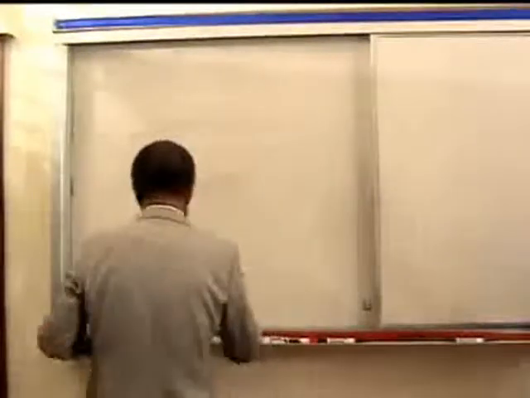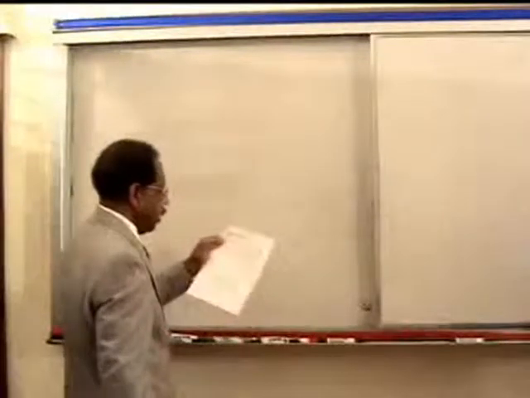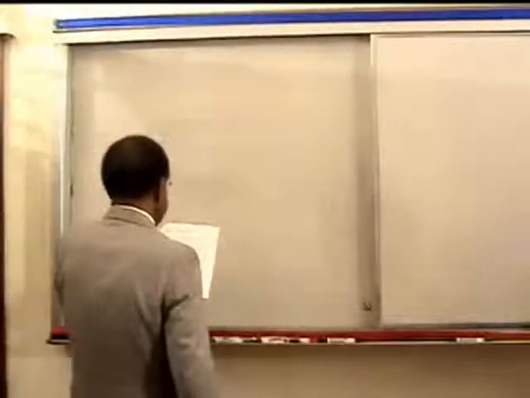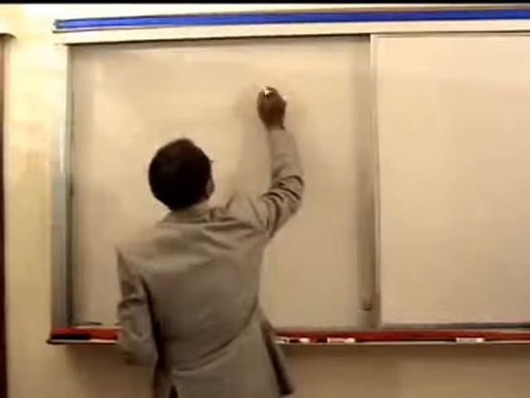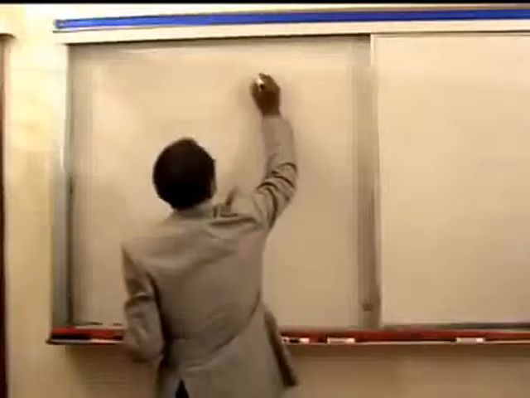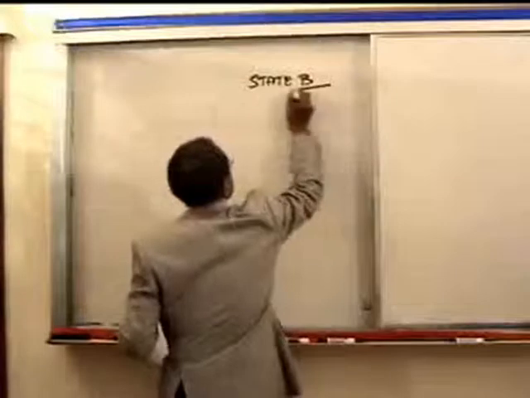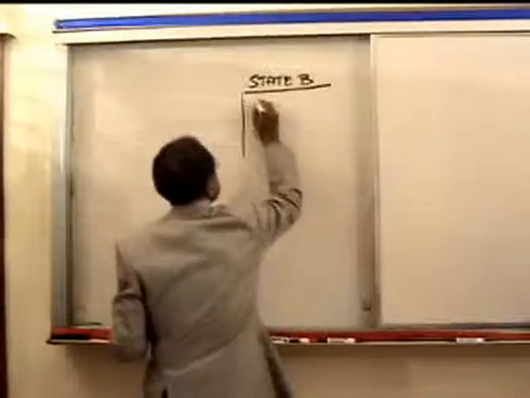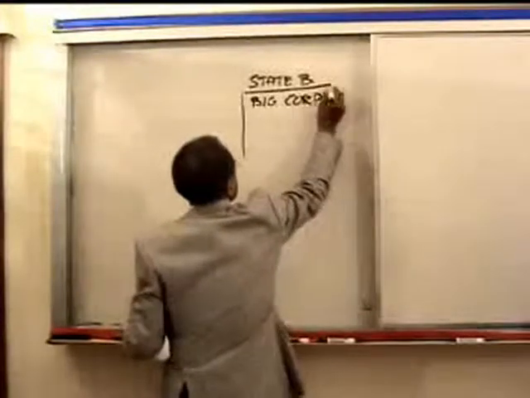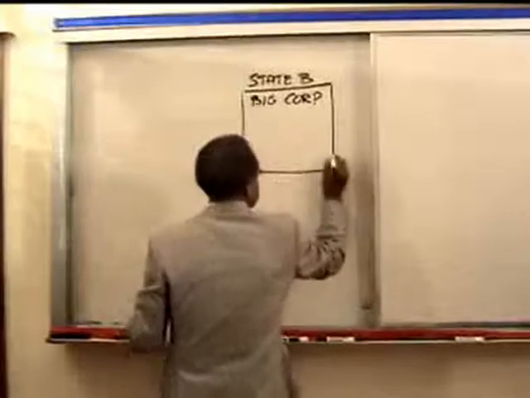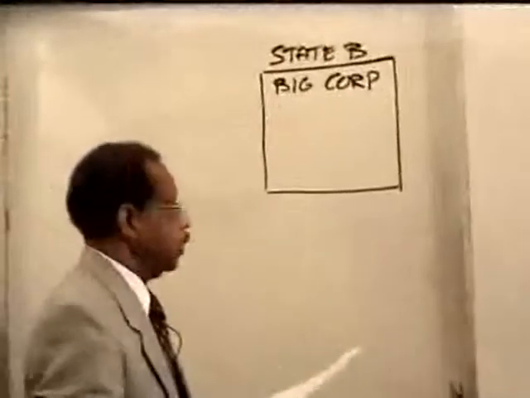In this problem, beginning at line 6, Big Corp is incorporated and headquartered in State B. Okay, and so here's State B, and Big Corp is located here. So Big Corp is incorporated and headquartered in State B.